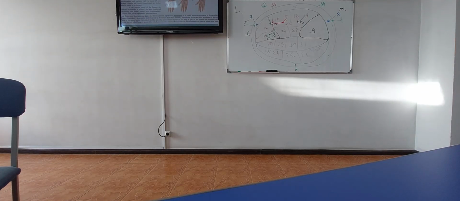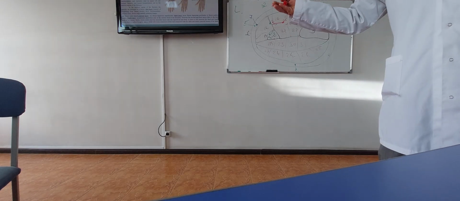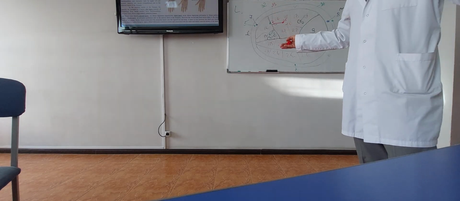Now attract your attention to 33 and 35. These are two terminal branches of your brachial artery. 33 is called radialis, 35 is called ulnaris. Remember, please, about it. And let's continue.